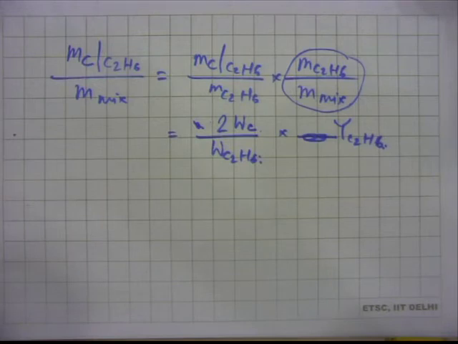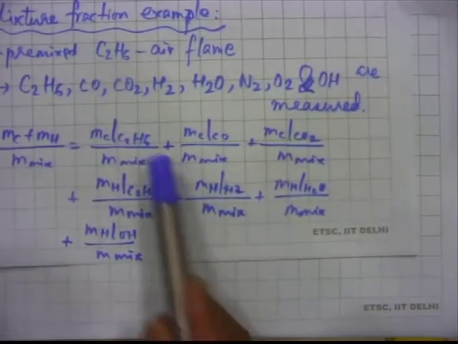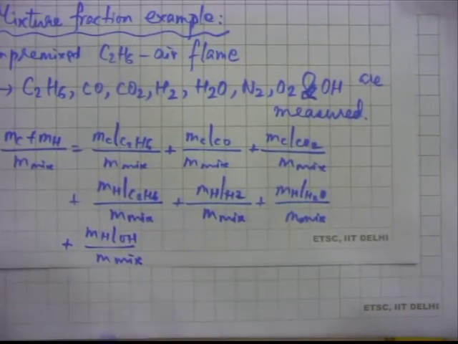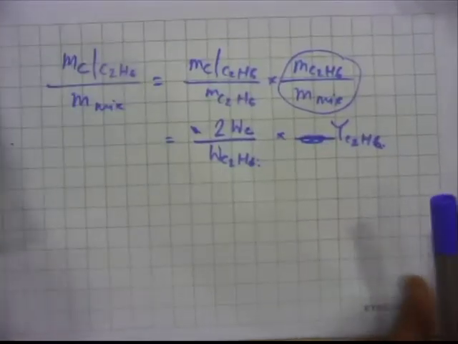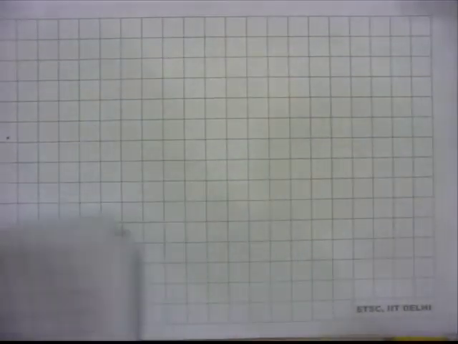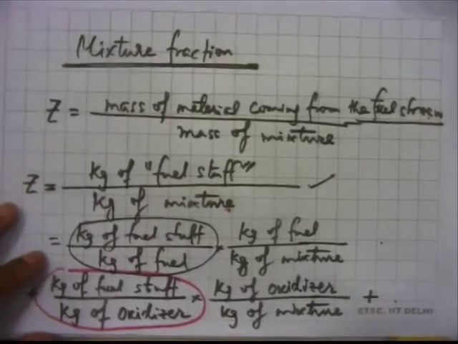C2H6 is roughly, it has a molecular weight of 30, and out of that 24 is because of carbon. So this number is more like 24 divided by 30. And there are other terms, of course. I just wrote the first term. There are of course other terms which can be written similarly. That is what in fact we had done in the last class. So let us go back to what we had done in the last class, and this is what we wrote for mixture fraction.